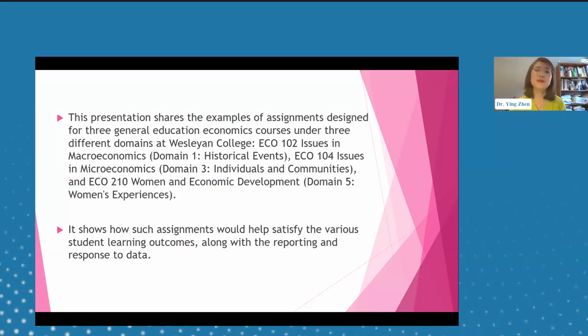Yeah. So that's why it also makes sense to include issues in macroeconomics under domain 1. And the other intro-level economics course is Econ 104, issues in microeconomics. This is under domain 3, individuals and communities. This is definitely a perfect fit because microeconomics studies small economic actors, such as individuals, households, firms, or a single market, or a particular industry.